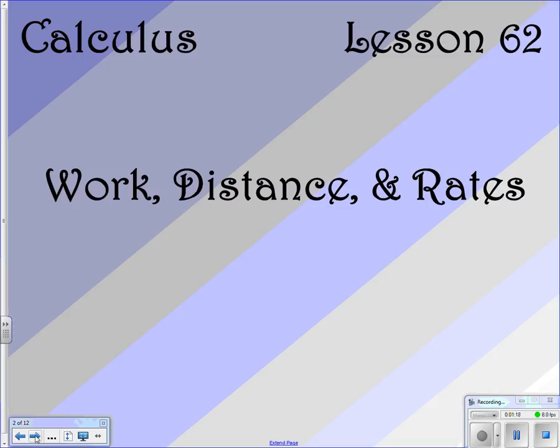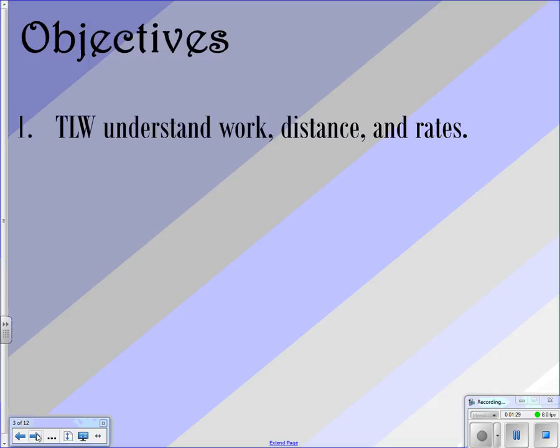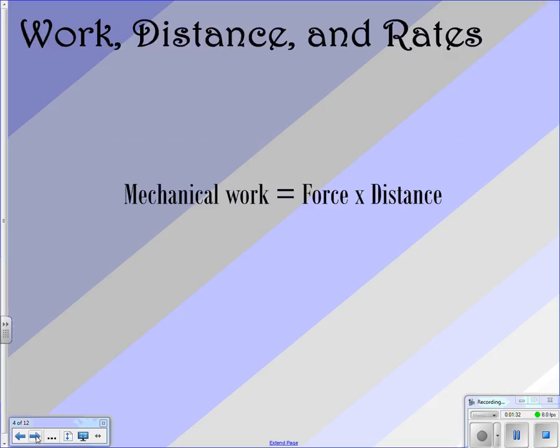So looking at lesson 62 today, we're dealing with work, distance, and rate. So hopefully after this lesson you'll understand work, distance, and rate. Mechanical work equals the force times the distance. Your mechanical work is just going to equal your force times your distance. We have dealt with this in physics. If you have taken physics, work equals force times distance. We have done that formula already. So hopefully that kind of sounds familiar to you.